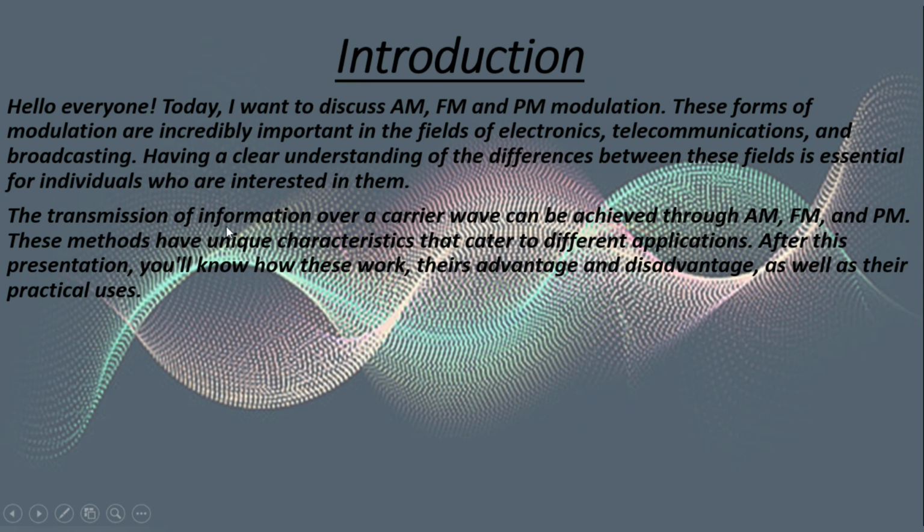The transmission of information over a carrier wave can be achieved through AM, FM, and PM. These methods have unique characteristics that cater to different applications. After this presentation, you will know how they work, their advantages and disadvantages, as well as their practical uses.